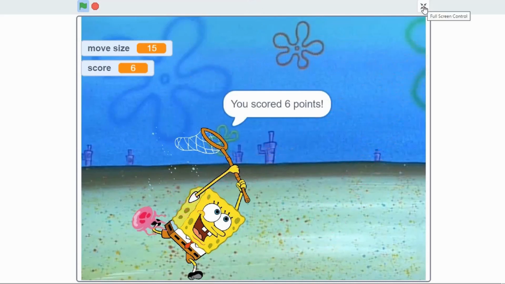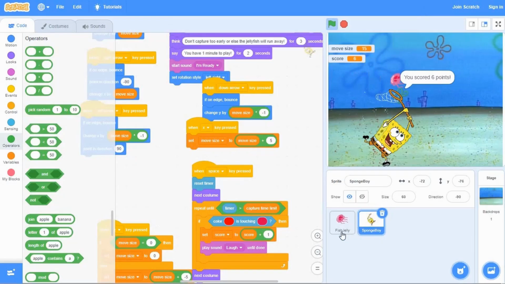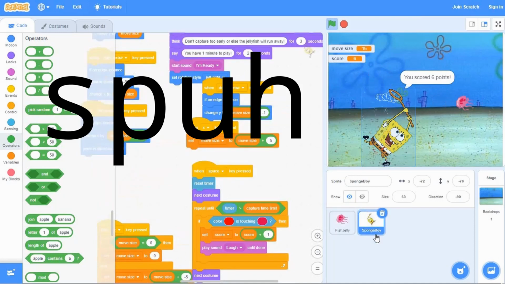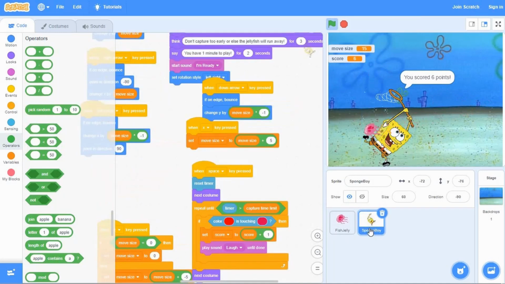And let's look at the underlying code, but first off, let's look at this jellyfish. It's moving around really randomly, and the reason it's moving so randomly is because I've allocated random coordinates for it to float to. Basically all the logic is locked up in the sprites. I have two sprites, the jellyfish and SpongeBoy. Yes, that's his name, SpongeBoy.